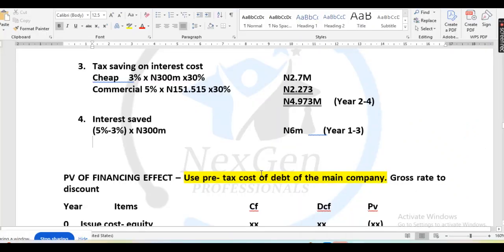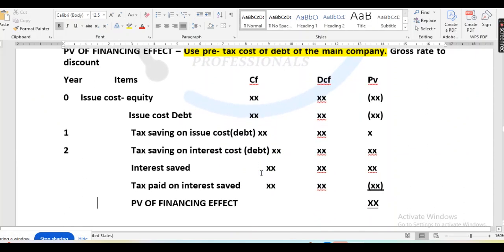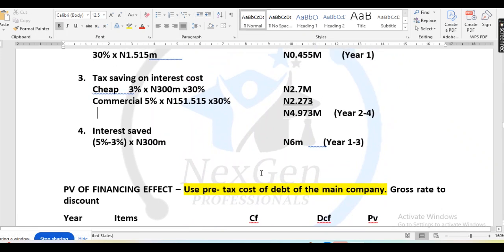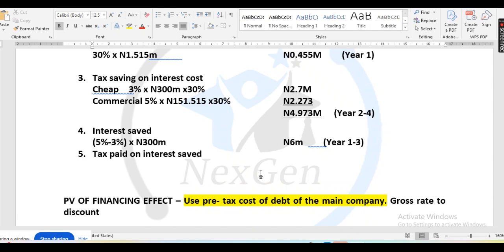So SFM is interesting. You can see that adjusted present value is very simple. Lastly is tax paid on interest saved. Oh, you've saved money. That will be added to your cash flow, right? Don't worry. Come and give us money. So you pay to the relevant tax authority. So we have tax paid on interest saved. Right? So 30%.